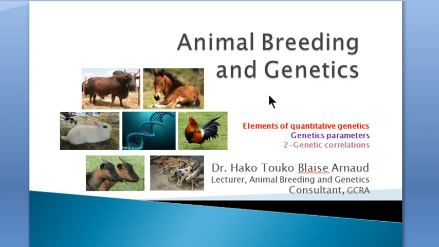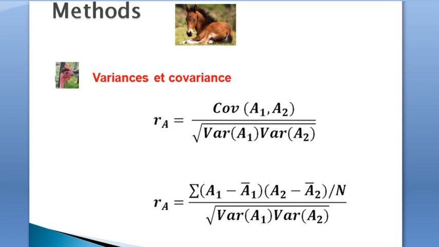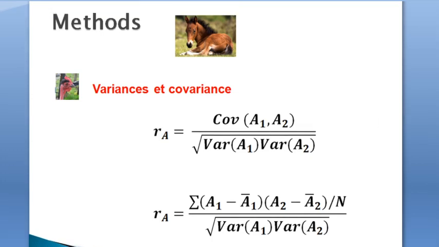Dear students, let's continue and conclude our chapter on genetic parameters. So now we'll expose to you how to estimate genetic correlations in terms of the various methods and its importance and use. Now, there are two methods of estimation of genetic correlation. Firstly, you have the variance and covariance method, and then we have the track diagram method.